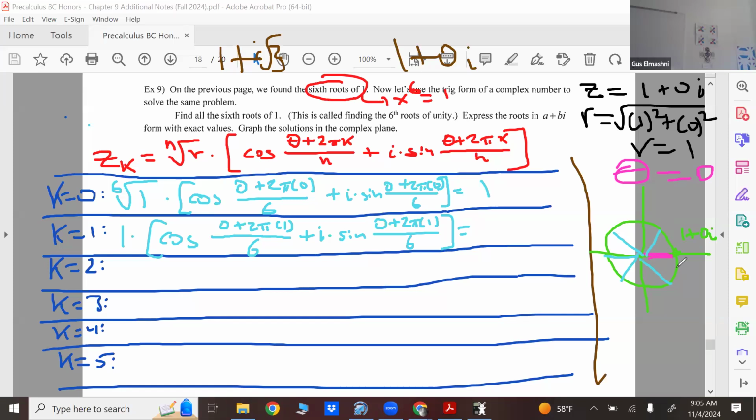Also think about it: what's the radius of the circle here? 1, right? We're doing r equals 1. So what I'm doing is trying to break 1 down into 6 separate answers. And that's why we break it down this way. Now, if I work this one out, what's cosine of pi over 3? And what's sine of pi over 3?